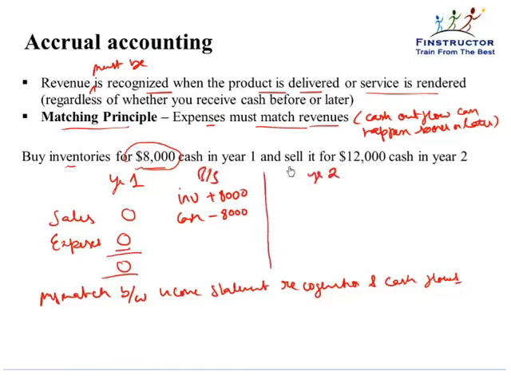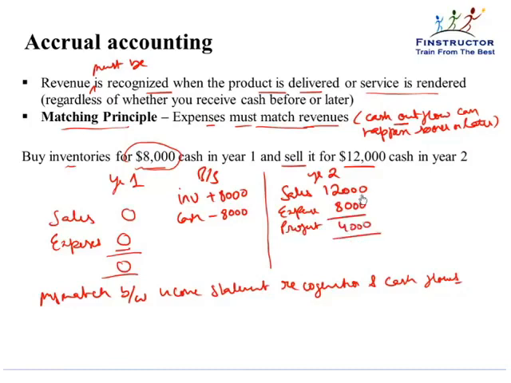In year two, I sold my inventory for $12,000 in cash. So my sales in year two would be $12,000. But did this sale come free of cost, or was there an expense for procuring this product? Yes, this product was actually costing me $8,000. So expenses must match revenues regardless of when the cash outflow for the expenses happened. So the expense of $8,000 would mean a net profit now of $4,000.